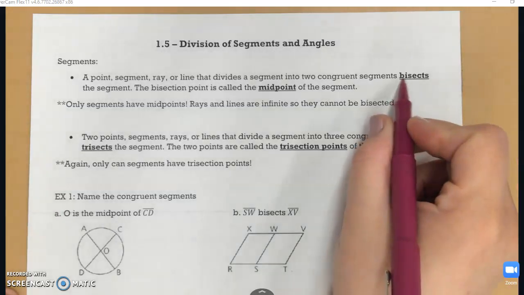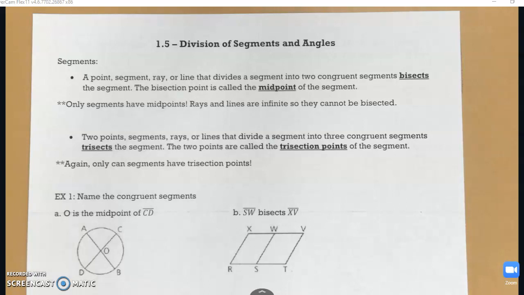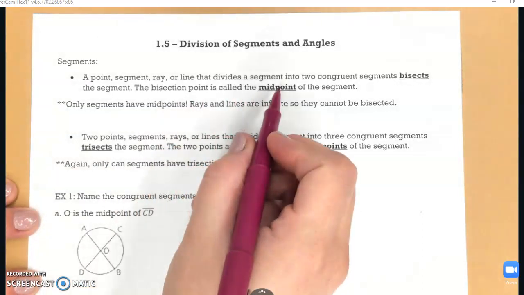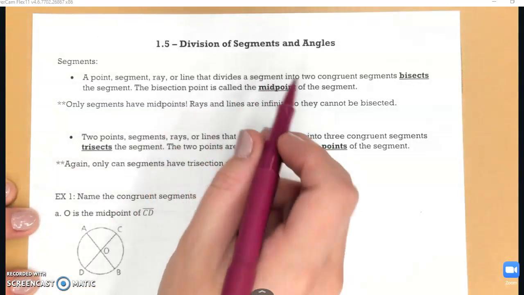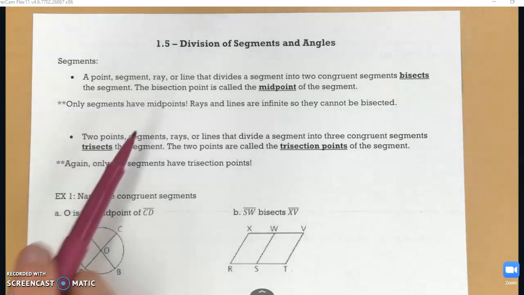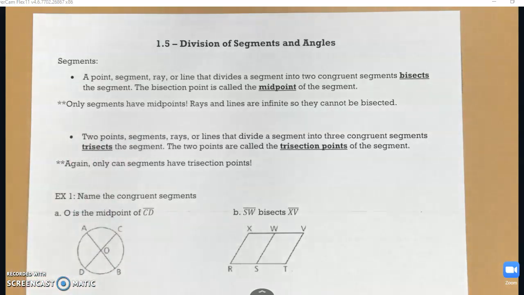So if you think about a bicycle having two wheels, when I bisect the segment, I'm splitting it into two equal pieces. And that point where the division happens is called the midpoint of the segment. Now, only segments can have midpoints because they have a definite beginning and end. Rays and lines are infinite, so they can't be bisected. I can't take half of infinity.